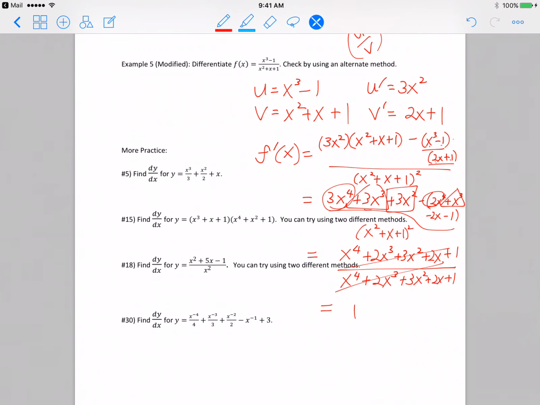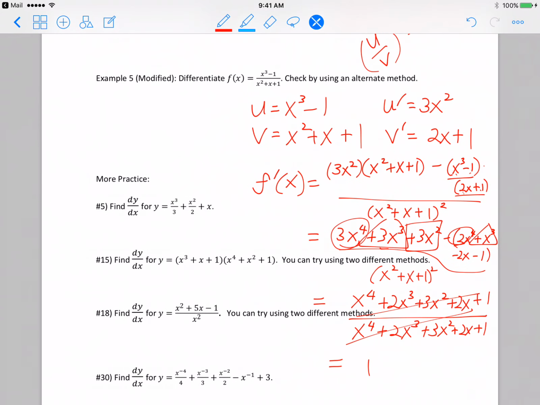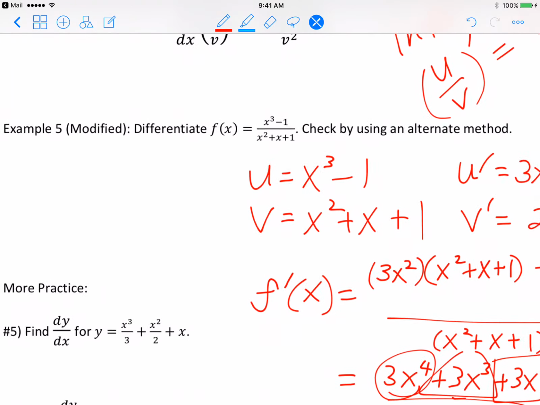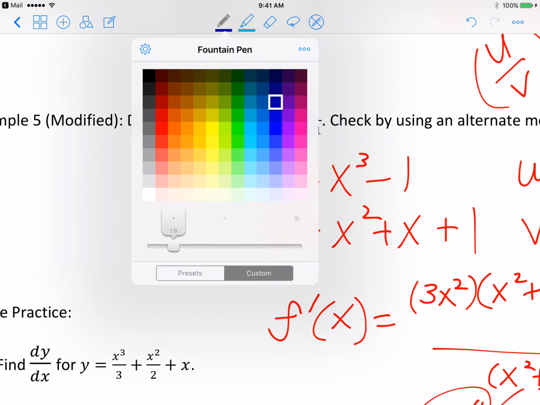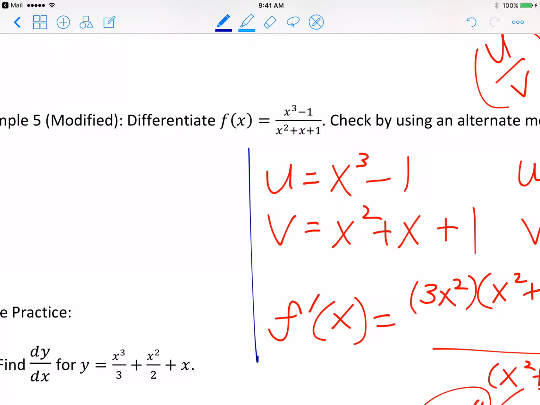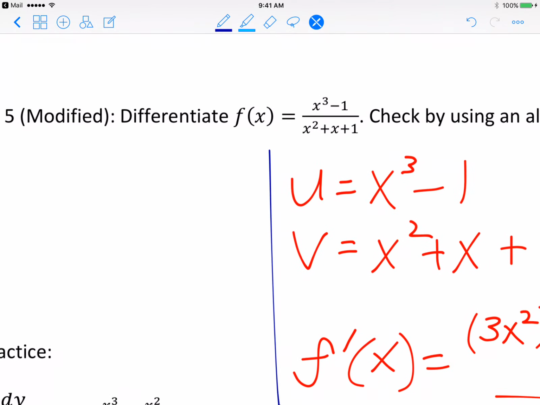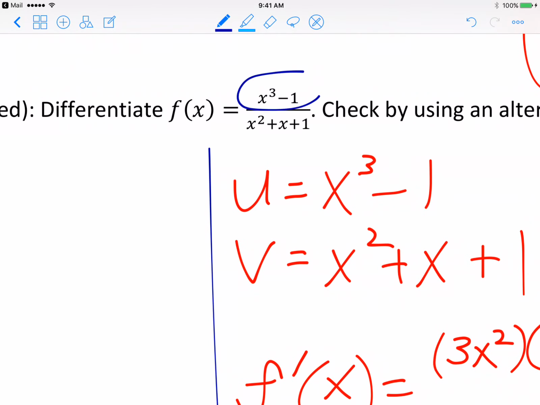So by using the quotient rule, you get the answer of 1. You get the derivative of 1 for this whole thing. There could have been an alternate method. I'll show you an alternate method for this one. It's not possible for every question, but for this one, the fact that I could factor the top and that it simplifies with the bottom, you could have done this differently too.